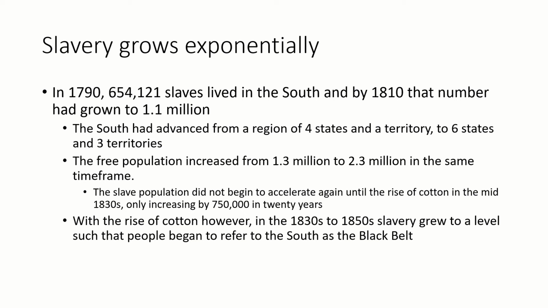The enslaved population of the South did not increase at any rapid rate over the next 2 decades until the cotton boom took hold in the mid-1830s. Indeed, following the constitutional ban on the international slave trade in 1808, the number of slaves in the South increased by just 750,000 in 20 years. But then cotton comes and grows and changes everything.